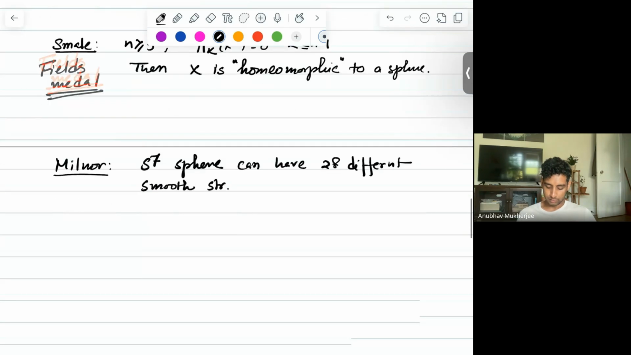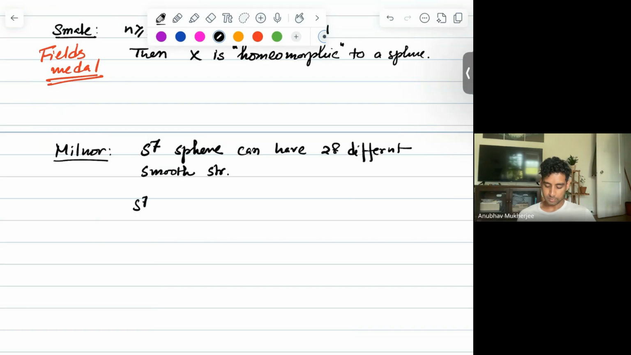In other words, if you think of a 7-dimensional manifold as just a manifold, then you can give it smooth structures G1, G2, up to G28, such that none of these smooth structures Gi and Gj are diffeomorphic. They are homeomorphic, but the moment you want to construct a smooth map, it gets destroyed. So this continuous map cannot be made smooth.